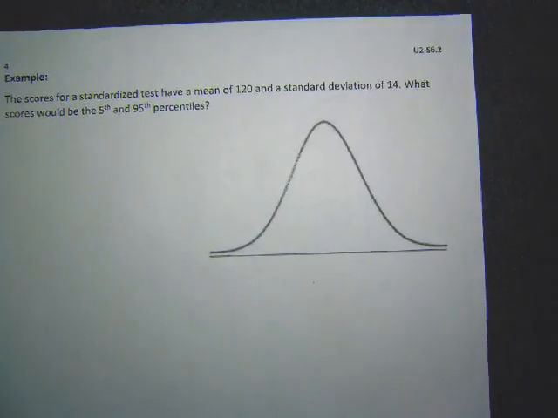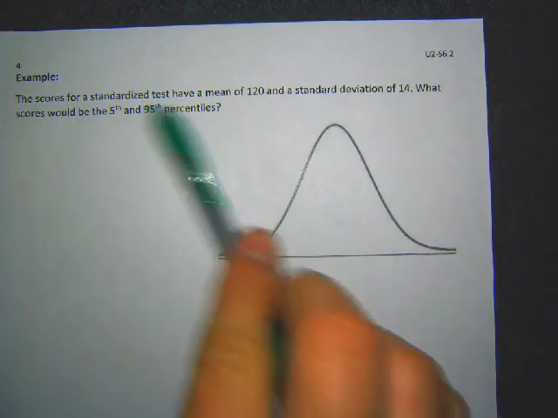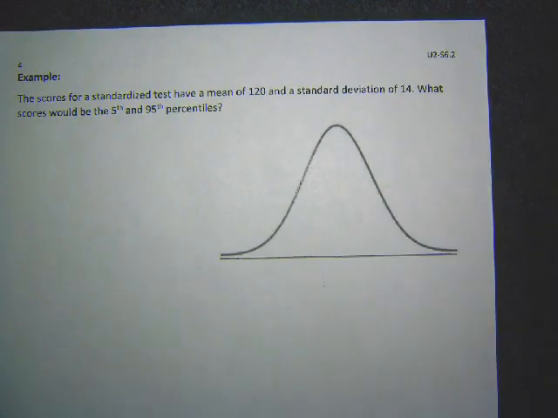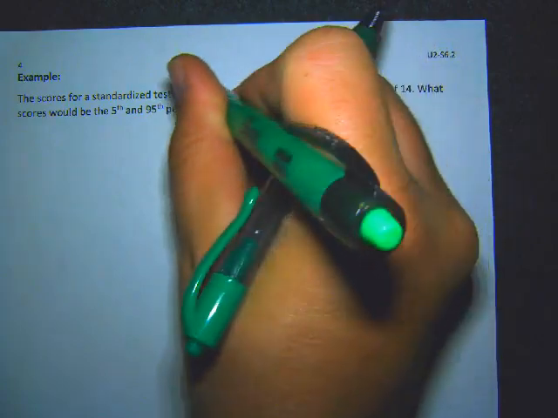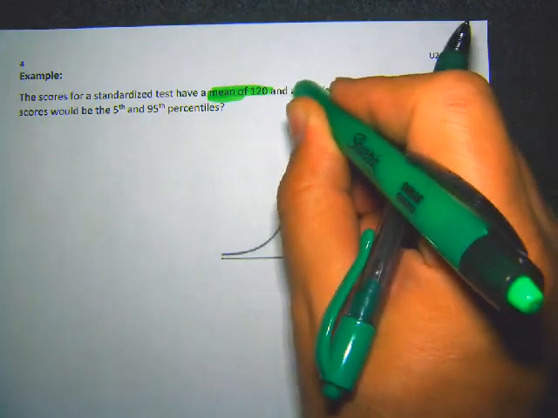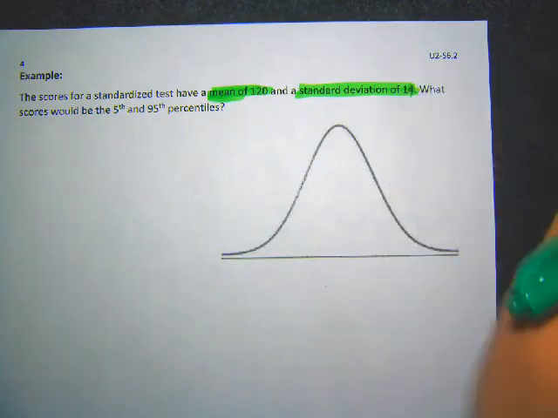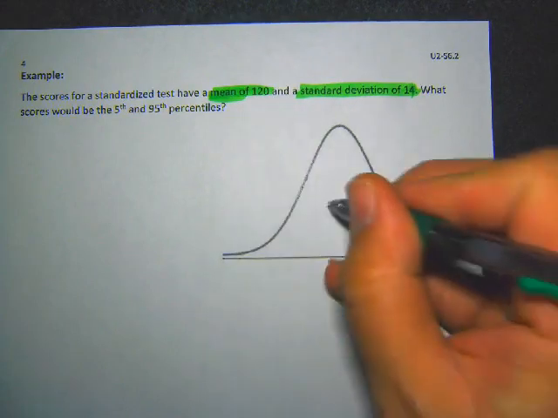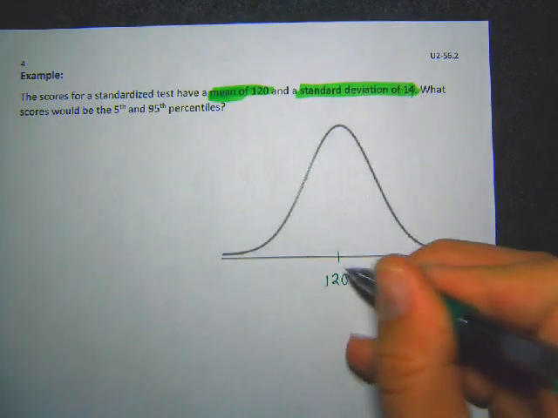Okay, let's do one more of these and then we'll be done. Okay, the scores for a standardized test have a mean of 120, so they gave us the mean. So again, in this section, because we're not working with z-scores, they always have to tell us the mean and standard deviation, partially because we actually have to use those to do these problems. So they gave us the mean of 120, so that's telling us where the middle is. Middle is 120. It's always nice to know where the middle is.